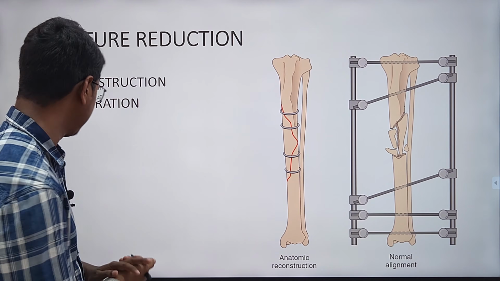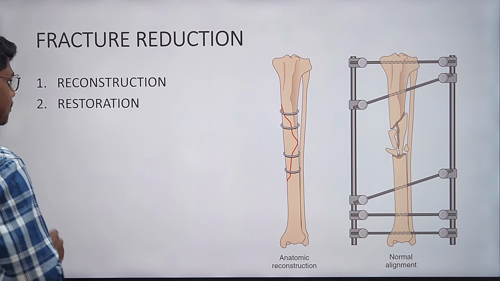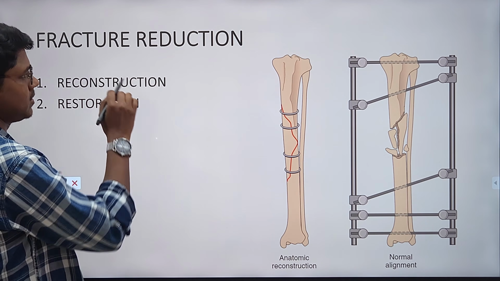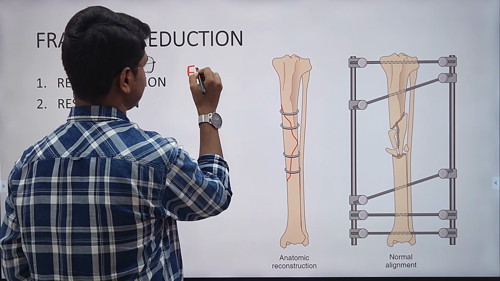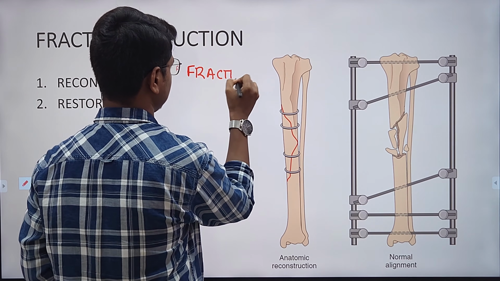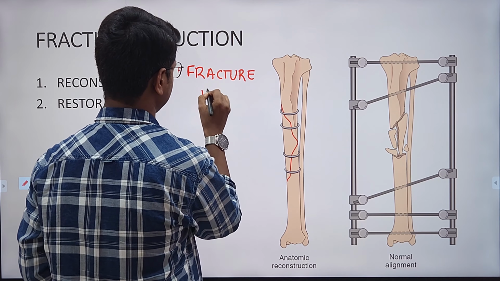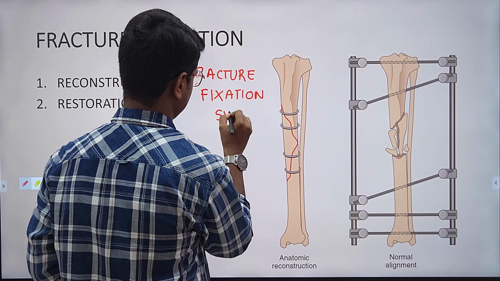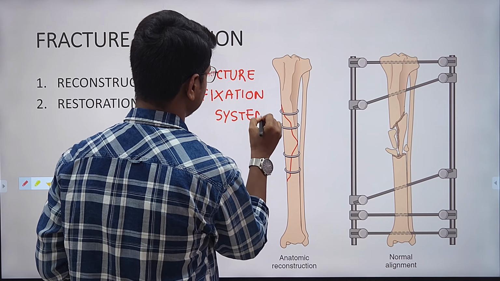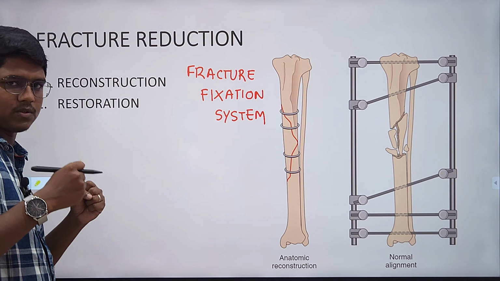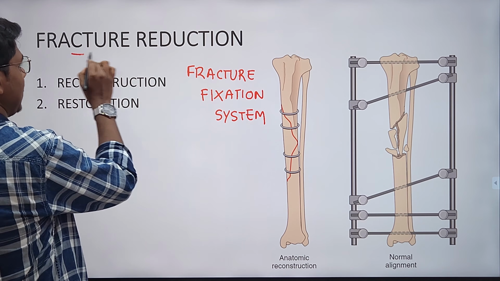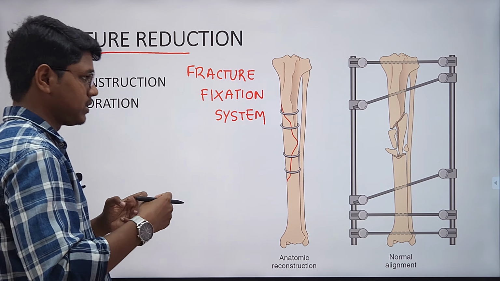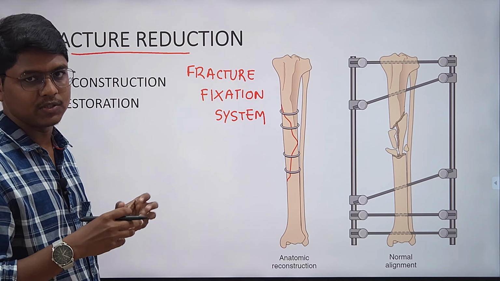Okay. Now coming to our main lecture, that is the fracture reduction. Before going to the actual fracture reduction, there are two terms. One is fracture reduction, another is fracture fixation system. So the fracture reduction simply means you are making the apposition, anatomical apposition. That is fracture reduction. Fracture fixation system means the systems which hold this particular apposition in place.